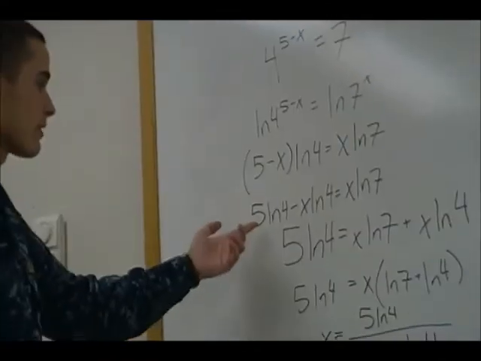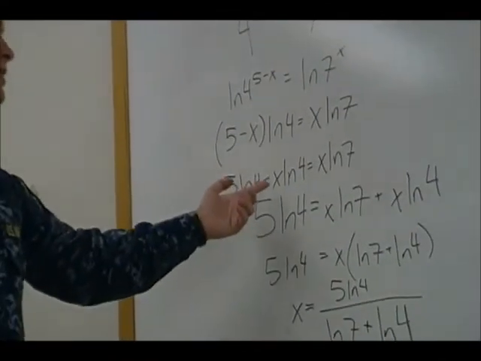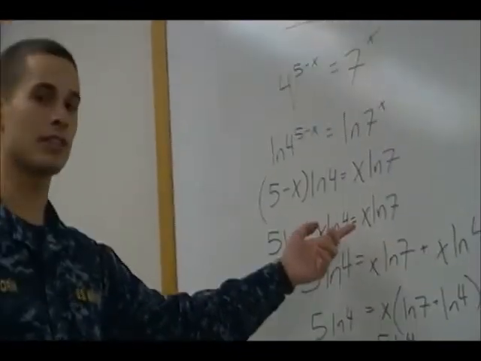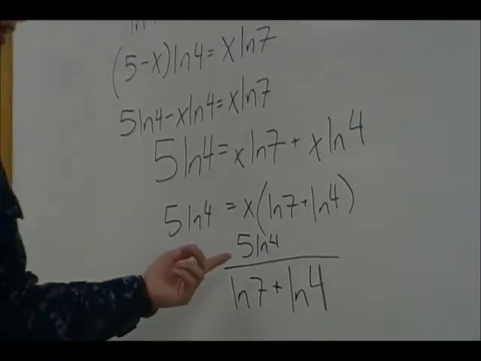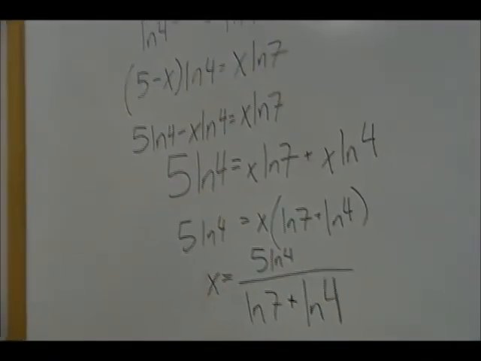Then you distribute, so you get 5 natural log of 4 minus x natural log of 4 equals x natural log of 7. And you just move your x's to the same side, factor out your x, and divide. And you get your solution, which is 5 natural log of 4 over the quantity of natural log 7 plus natural log 4.